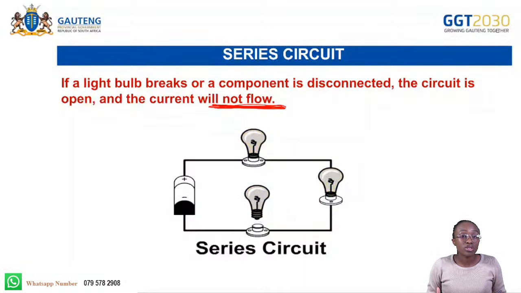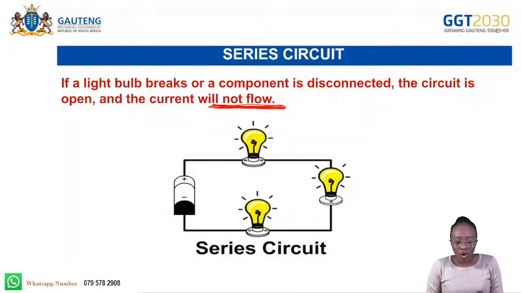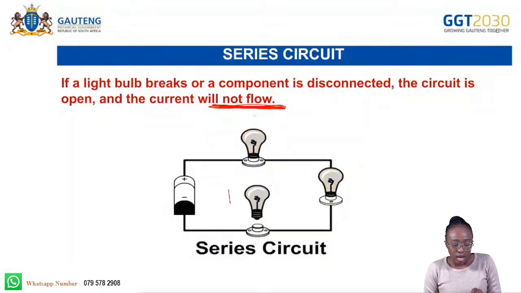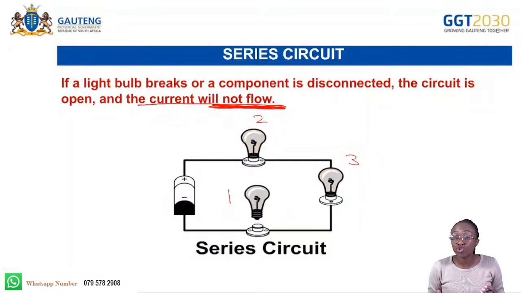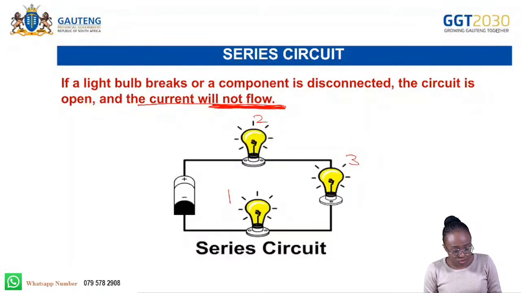When we have an open circuit, it means current is no longer flowing, and now all the other light bulbs are affected. If we remove light bulb 1, light bulb 2 and light bulb 3 are going to be affected. Current is not flowing, so they are not going to switch on, they will switch off. If bulb 1 pops, bulb 2 and 3 will switch off. If bulb 1 is removed, bulb 2 and 3 will switch off.